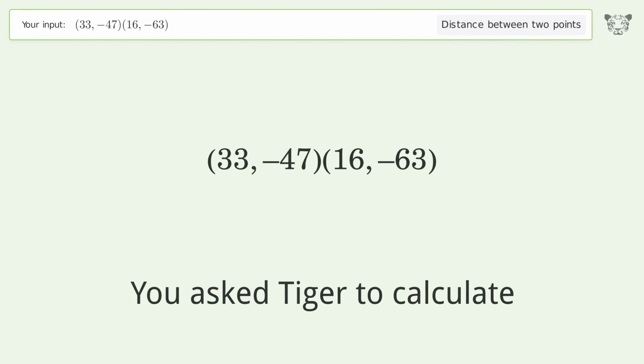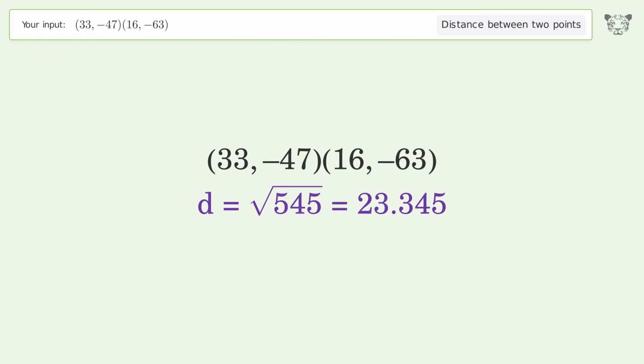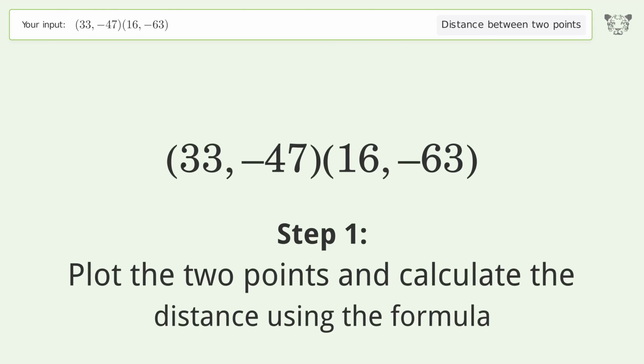You ask Tiger to calculate. This deals with the distance between 2 points. The distance between the 2 points is the square root of 545, or 23.345. Let's solve it step by step. Plot the 2 points and calculate the distance using the formula.